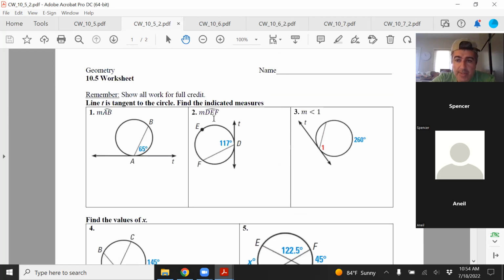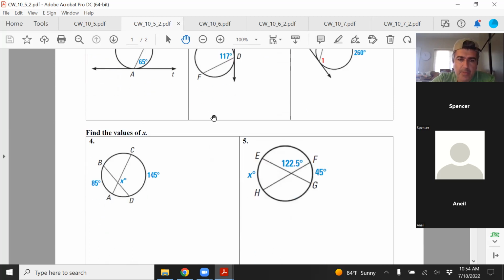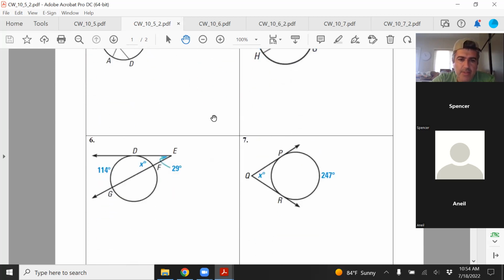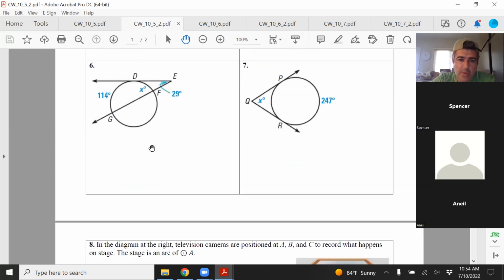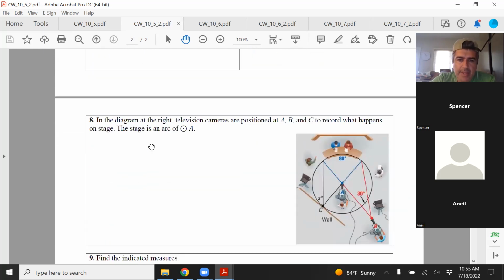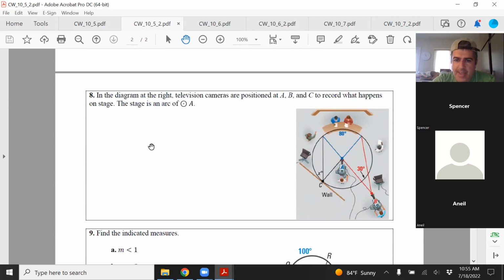You got to find the measure of arc DEF. Number 4, find the value of x. Number 6, also find the value of x. Looks like x is an arc, whereas x is an angle for number 4. And for number 8, solve for x. Okay, not very obvious, but you got to solve for x there. So that one's kind of interesting.